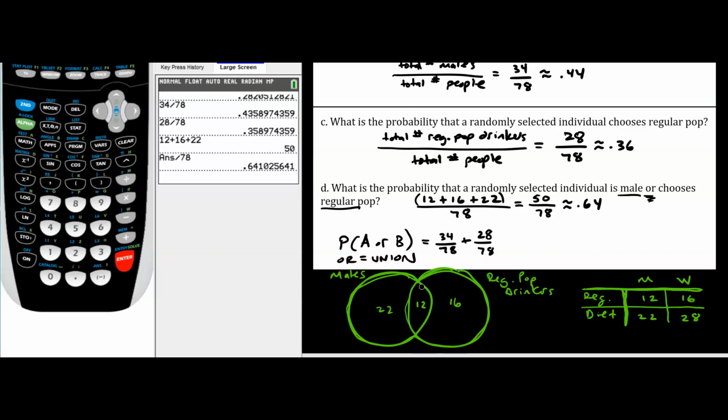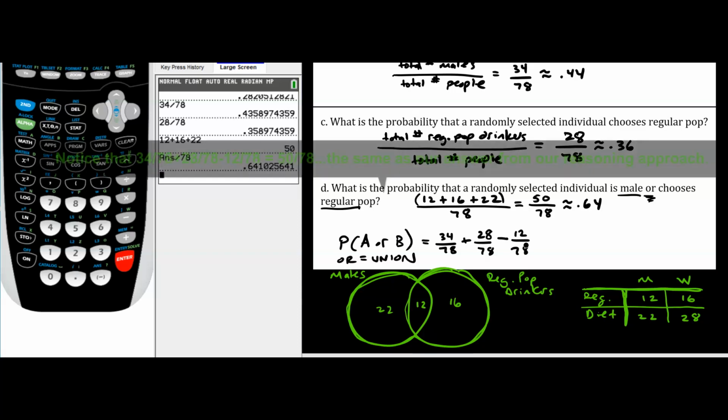And so instead of adding all of these numbers up and then separately adding all of these numbers up, and continuing with the problem, we need to say, hey, we counted this twice, so let's subtract one of those off. And so I would subtract that intersection of being male and a regular pop drinker.